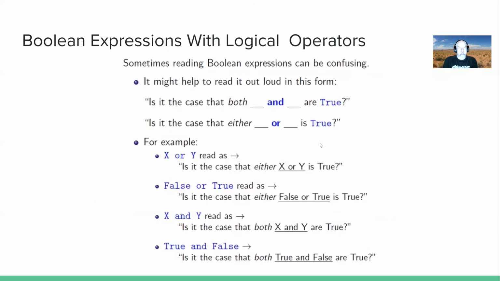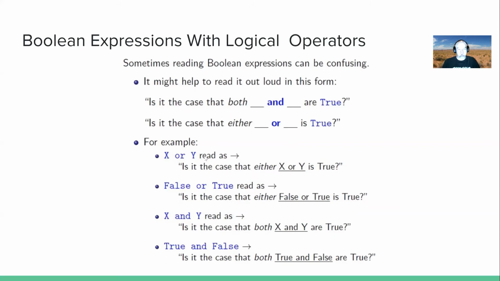Okay, Boolean expressions with logical operators. Sometimes Boolean expressions can be confusing, so it can be helpful to read them out loud in this form, though I find reading out loud a little bit confusing, but that's just personal preference. If you read it out: is it the case that both this and this are true? Is it the case that either this or that is true? So with and, both need to be true. With or, one of them needs to be true.